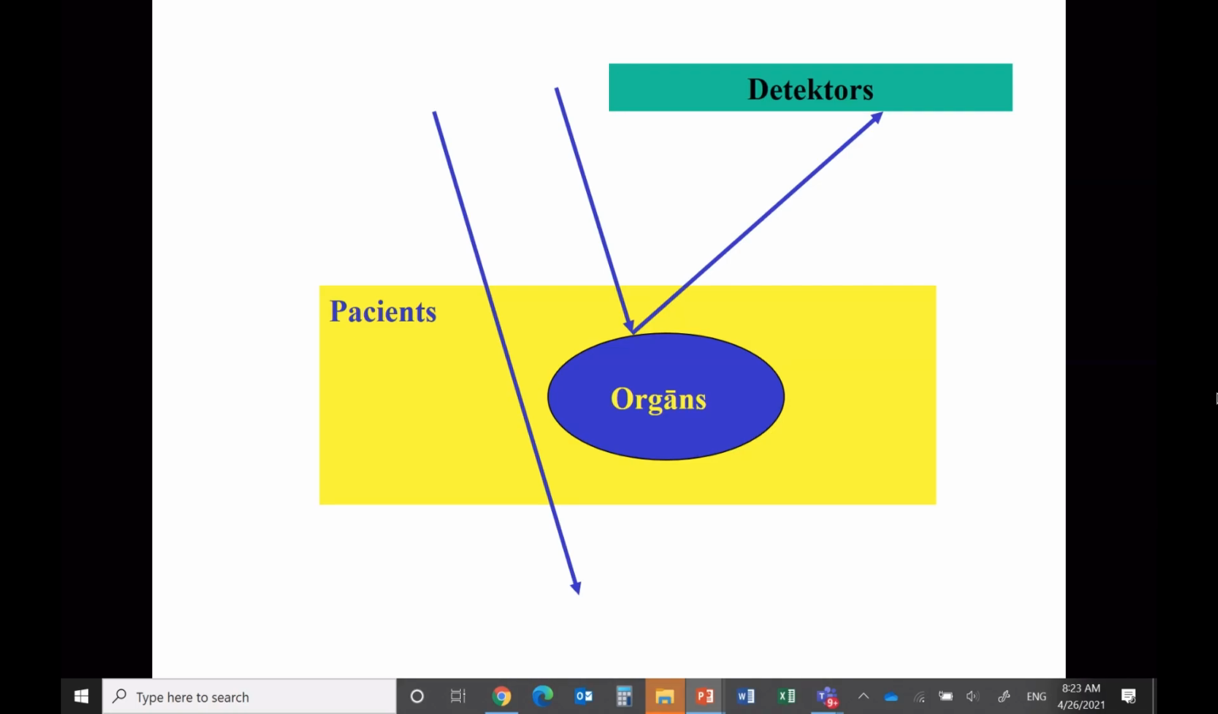So the questions here, jautājumi lūdzu, vai ir skaidrs? Ir skaidrs. Yes.